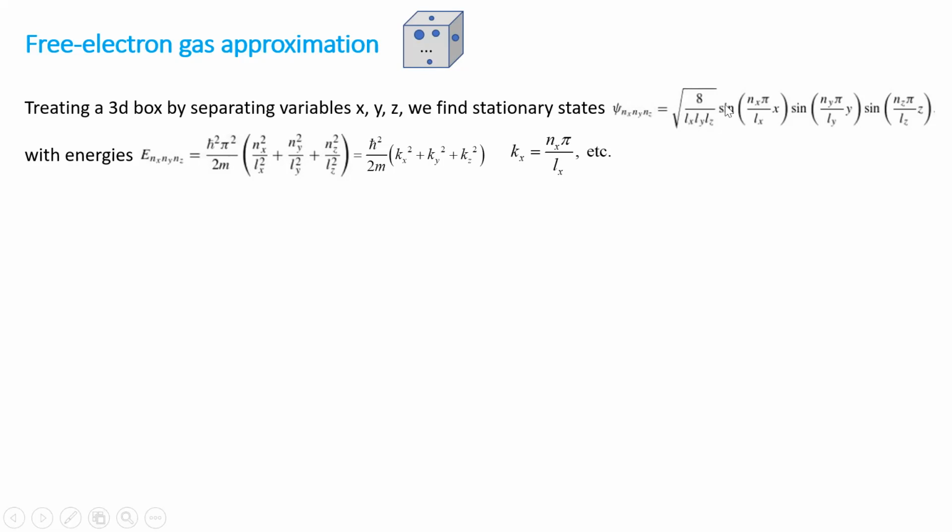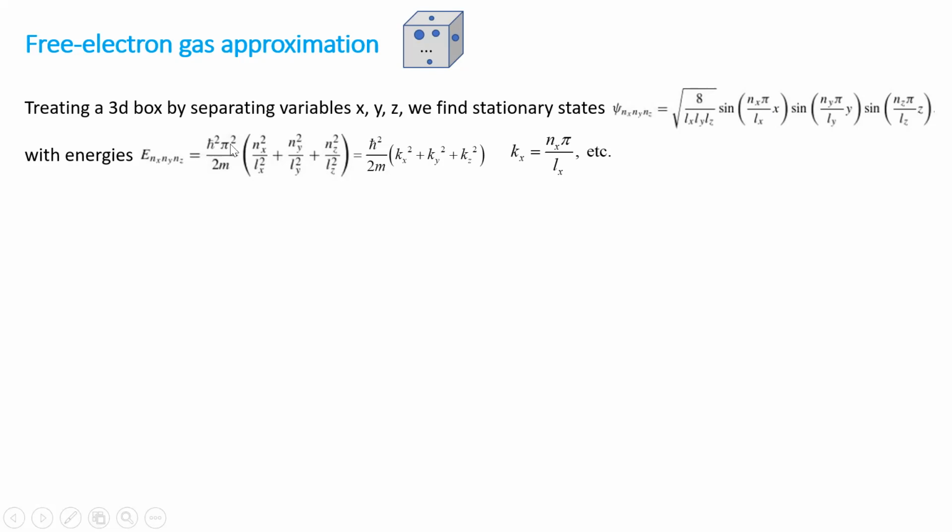And then the familiar sine functions for each individual infinite square well in the X, Y, and Z directions, with allowed values of the coefficients here. And the energies of Nx, Ny, and Nz are just the sum of the energies of the infinite square wells in each direction. So here's the Nx squared over Lx squared times this constant in front, the Ny squared over Ly squared here, plus the Nz squared over Lz squared here.